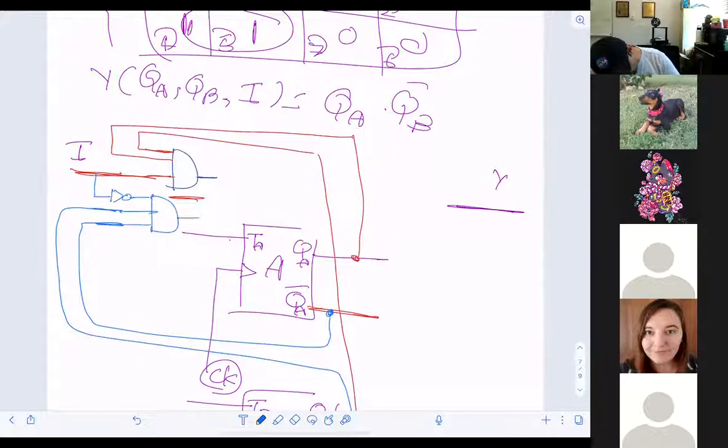Those three will be ANDed, and then I'm gonna OR them together. And that will be my TA. Makes sense?